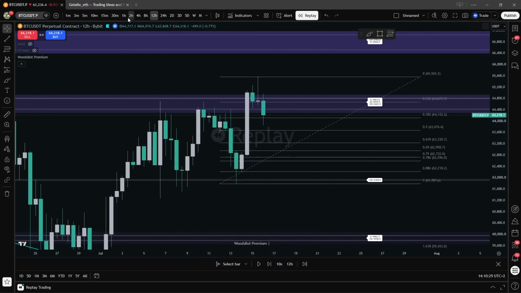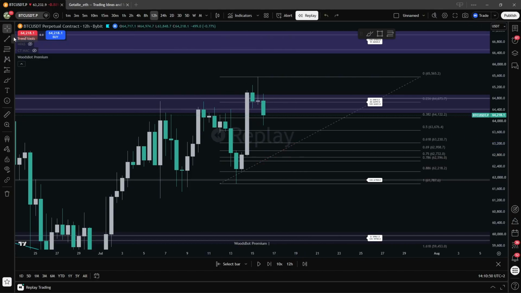Now I'm on the 12-hour time frame. I've identified the market structure. The market structure is bullish. I have identified the swing lows and swing highs. So I pulled my Fibonacci out, and the Fibonacci levels that I'm interested in playing are these levels, right?